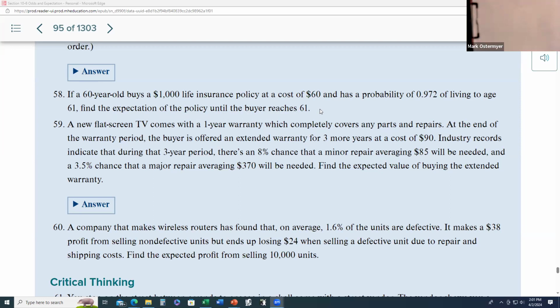By the way, it's nice to know I got about a 97.2% chance of making it to my 61st birthday. Now you know my age. So that's comforting to know that.